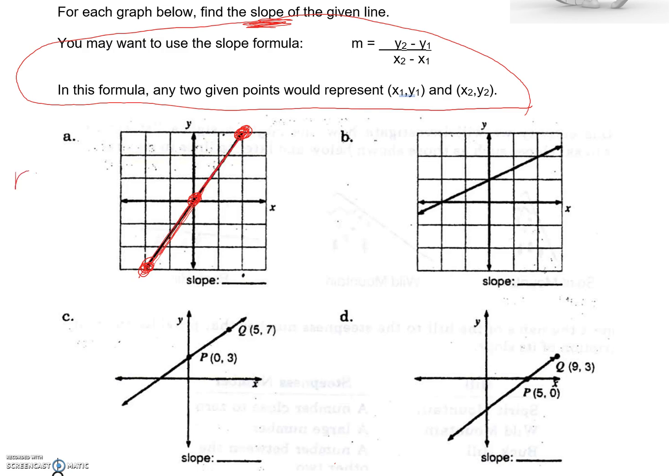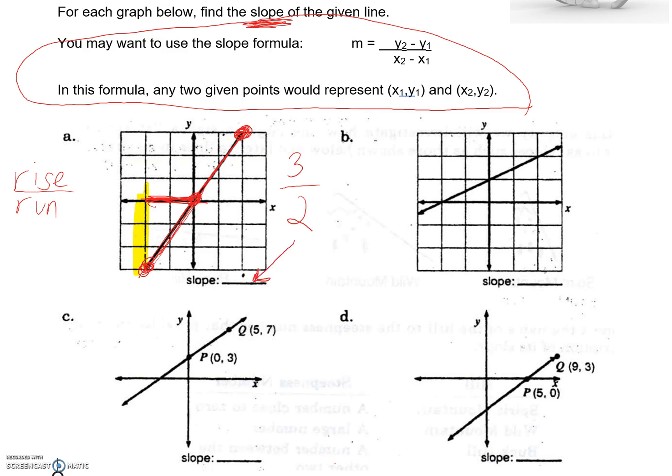So we can really just count the rise, how many boxes we went up, over the run. Right? We went 3 boxes up, 1, 2, 3, and 2 boxes over. So our slope in this case is 3 up, 2 over, and we're done.